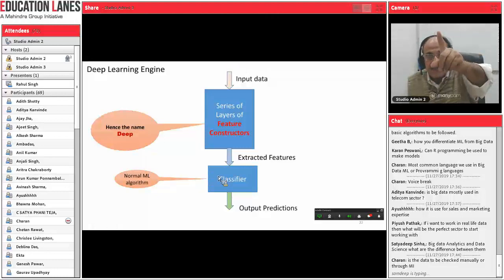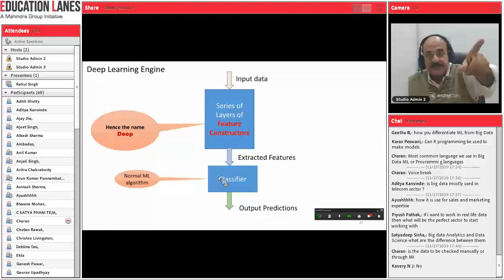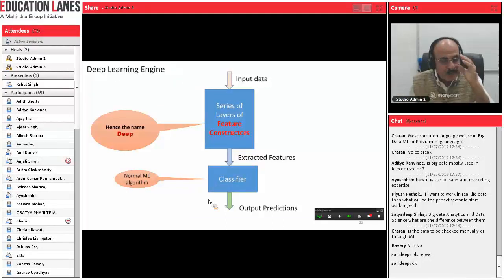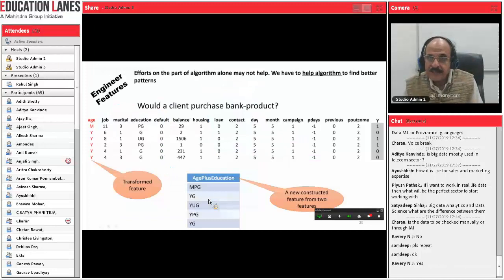Is the difference clear between deep learning and traditional machine learning? Yes or no? Is the difference clear? No. You see, no. I'll come back here. This part is okay. New features will help making better prediction. This part is okay.